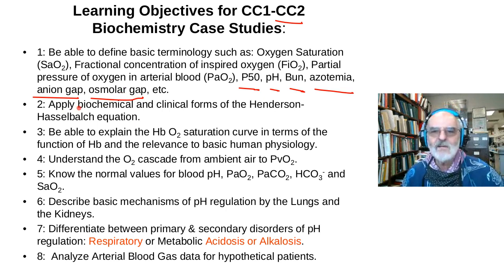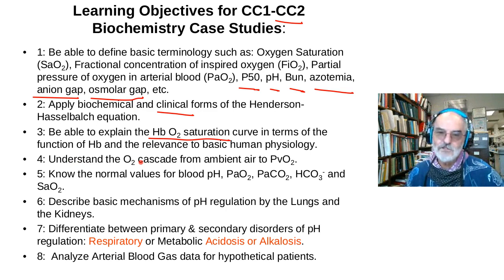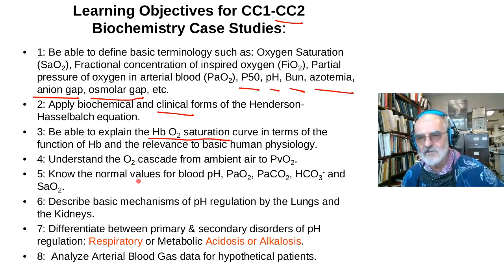We're then going to rederive Henderson-Hasselbalch in a clinical form. We're going to be able to talk about the saturation curve in terms of the function of hemoglobin and its relevance to human physiology. So we're really going to talk about this more tomorrow when we talk about hemoglobin. So this is anticipating where we're going to go. You need to understand that when you ingest oxygen into your lungs, and then it transfers over into your arterial blood, and then eventually to the capillaries around your tissues, there's a constant decrease in concentration of the oxygen until it's eventually delivered to the tissues.